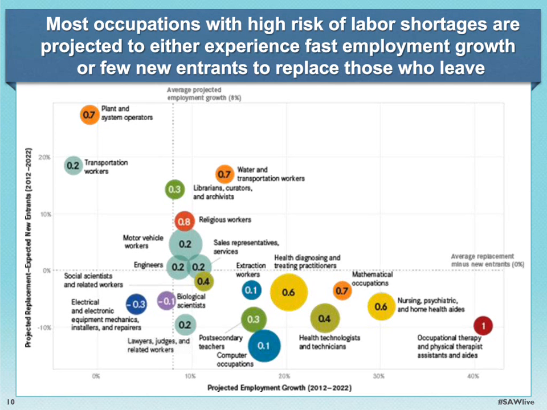Right. So if we look, for example, at sales representatives, that's at 0.2. So it's a little above average, very close to the middle of the pack here. So that's growing a little faster than average, and sales representatives have about the average in terms of older workers compared to new entrants. So I would say that they are likely to suffer from shortages a little more than the average, but not much.